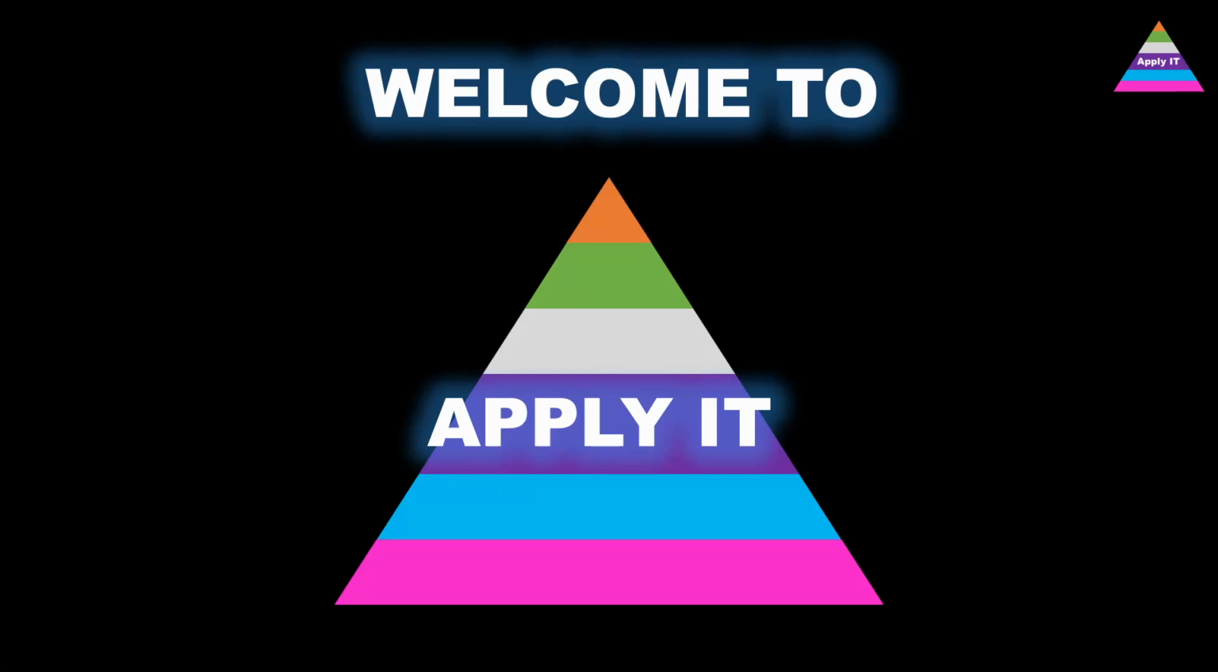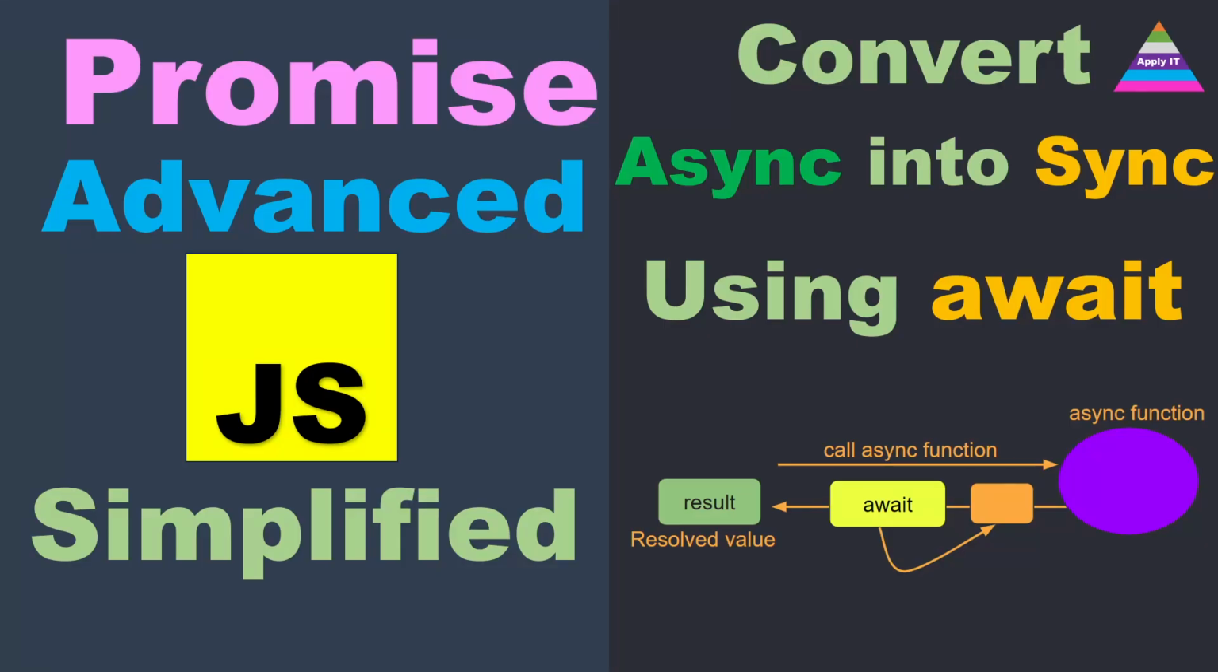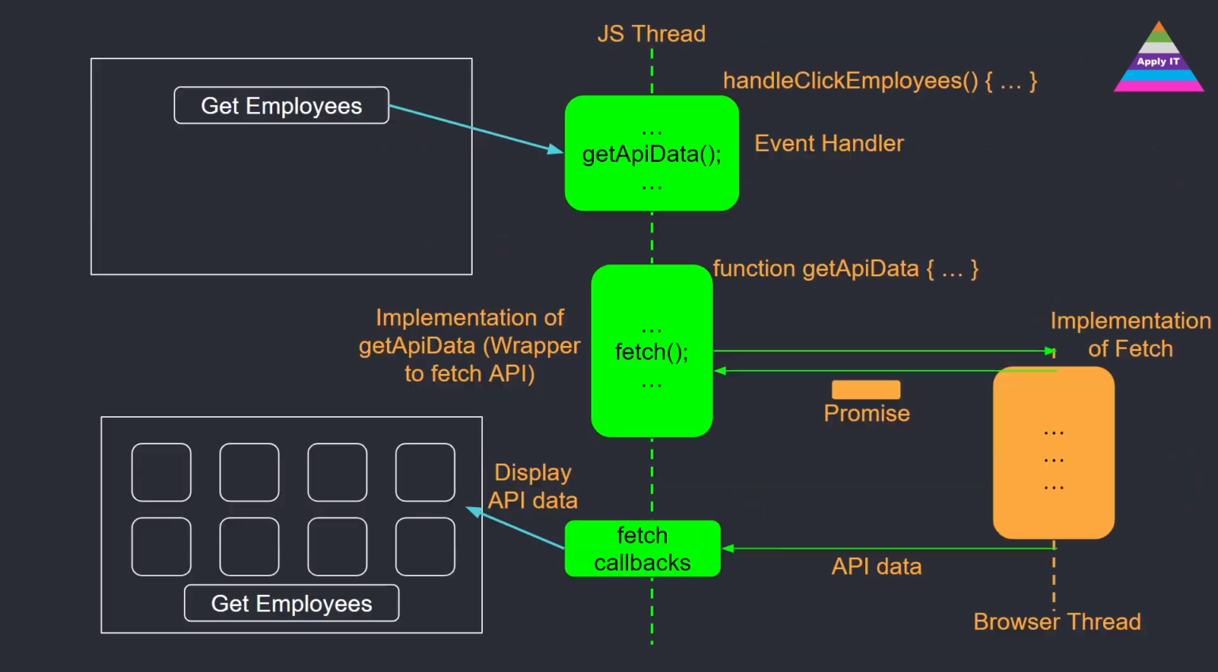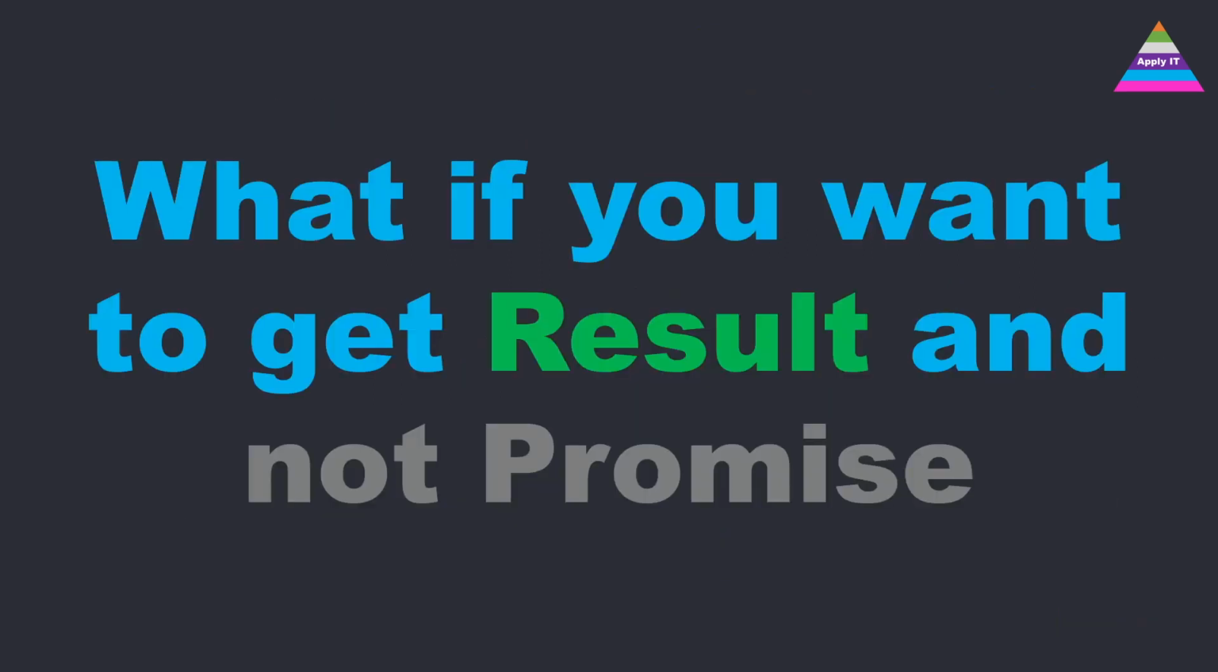Welcome to Apply IT. In this video, we are going to learn how to convert an async call into a synchronous call. When an API call is made, that call returns a promise immediately. And at some later point, we get the result of that API call through then or catch callbacks. Now, in some situations, we may not want to get a promise object. We would like to get the result directly. So this is possible using the await keyword. So that is what we are going to learn in this video.